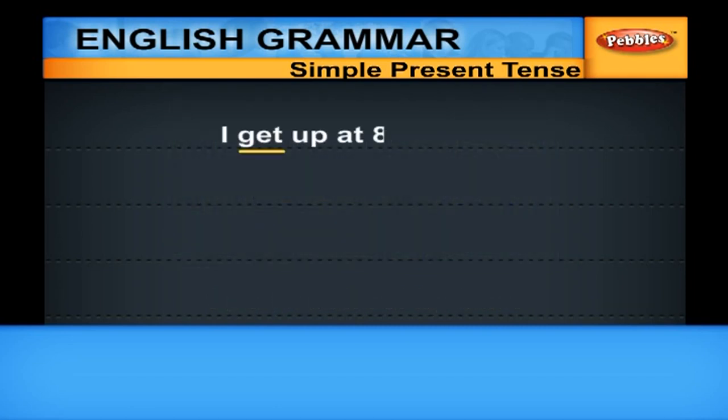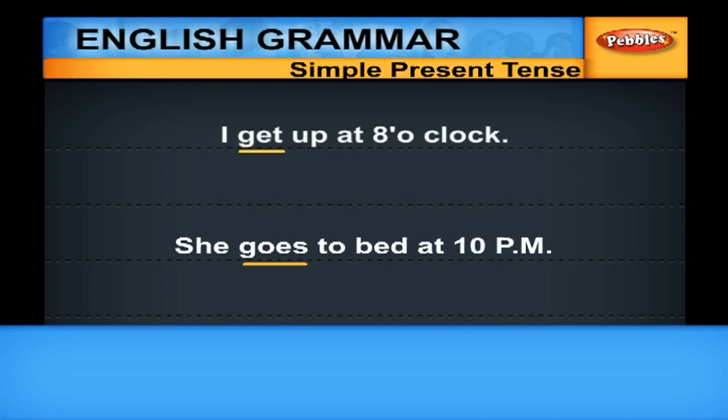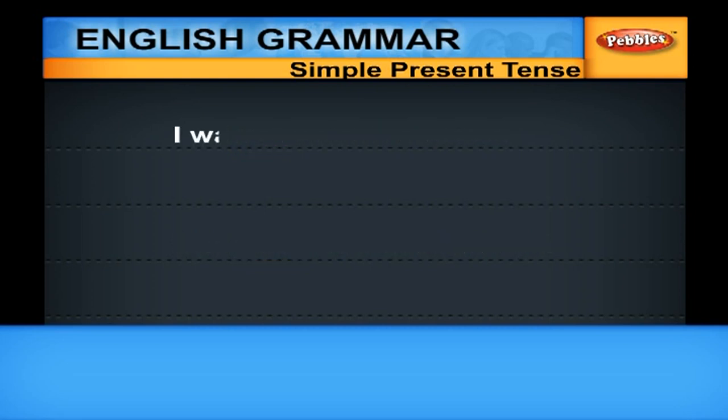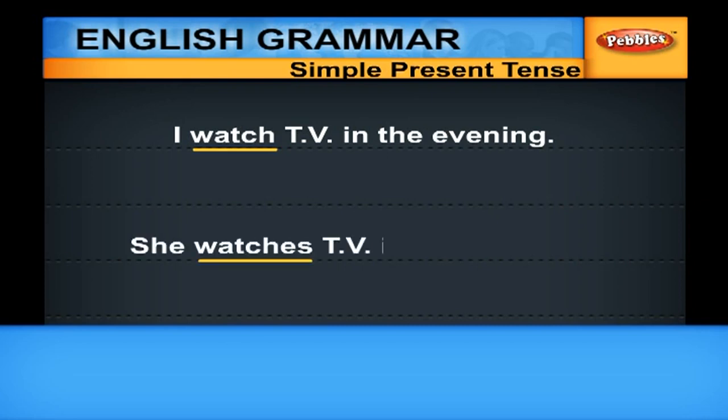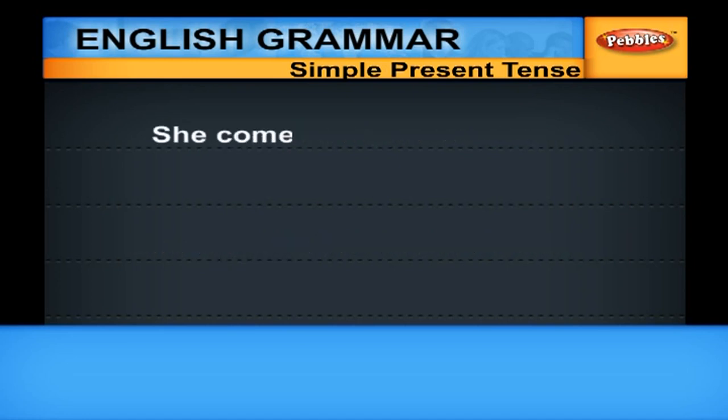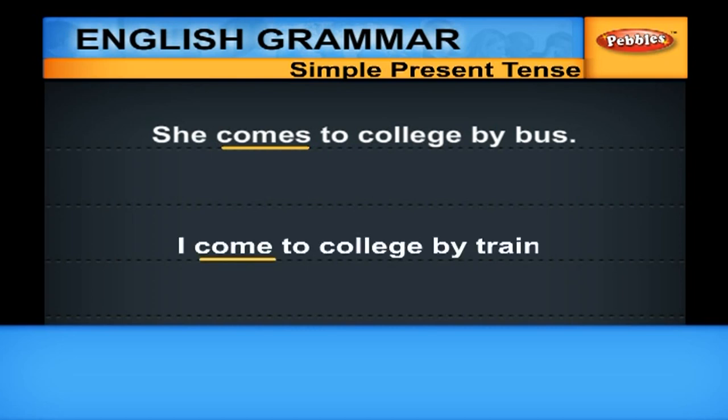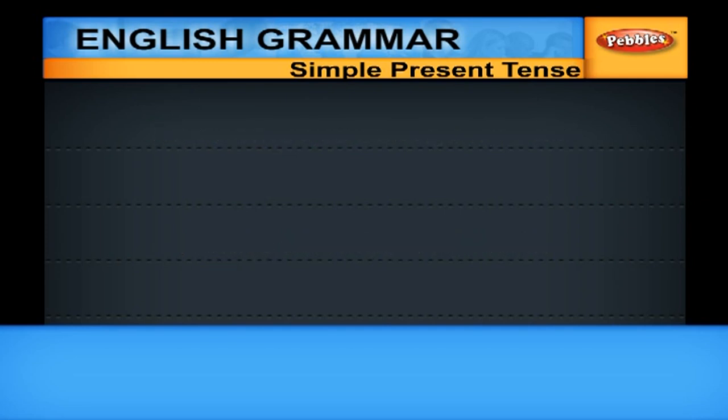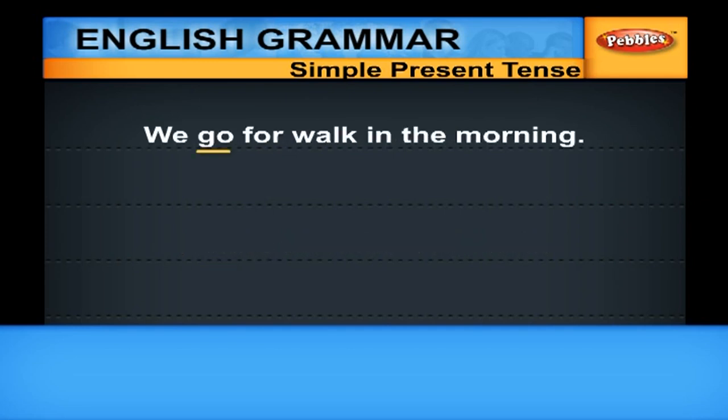I get up at 8 o'clock. She goes to bed at 10 p.m. I watch TV in the evening. She watches TV in the morning. She comes to college by bus. I come to college by train. We go for walk in the morning. She goes for walk in the morning.